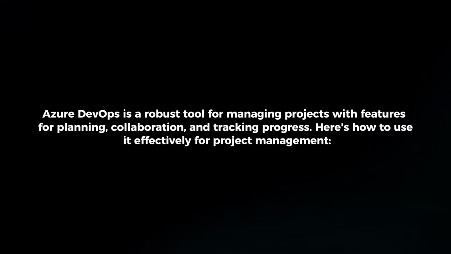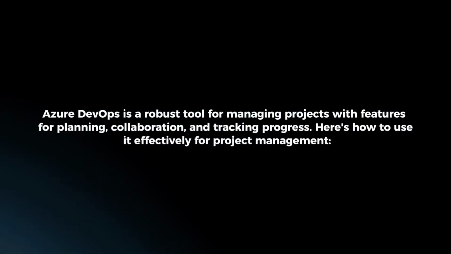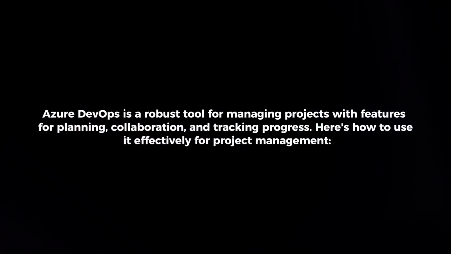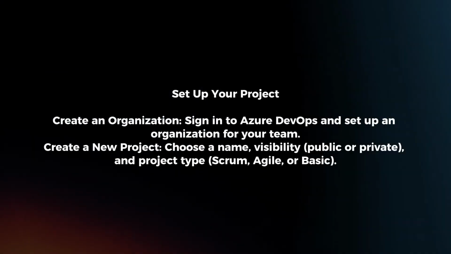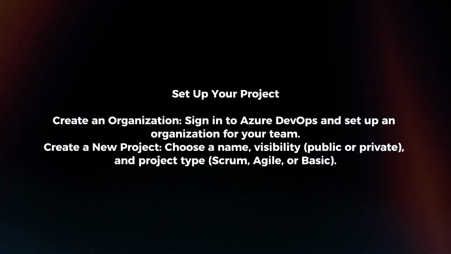Azure DevOps is a robust tool for managing projects with features for planning, collaboration, and tracking progress. Here's how to use it effectively for project management. Set up your project. Create an organization. Sign into Azure DevOps and set up an organization for your team.